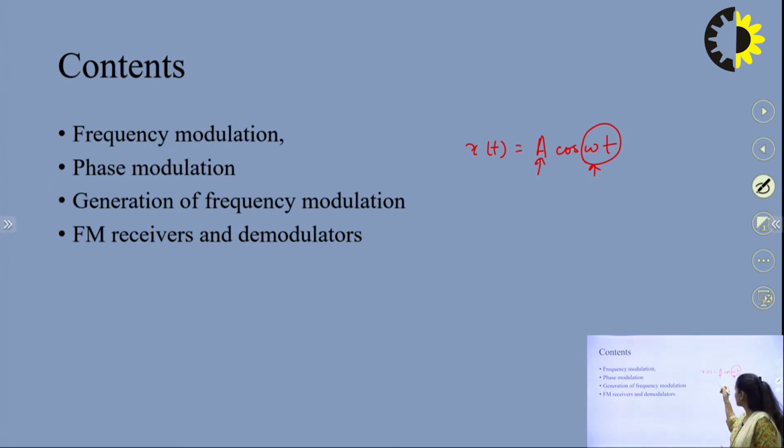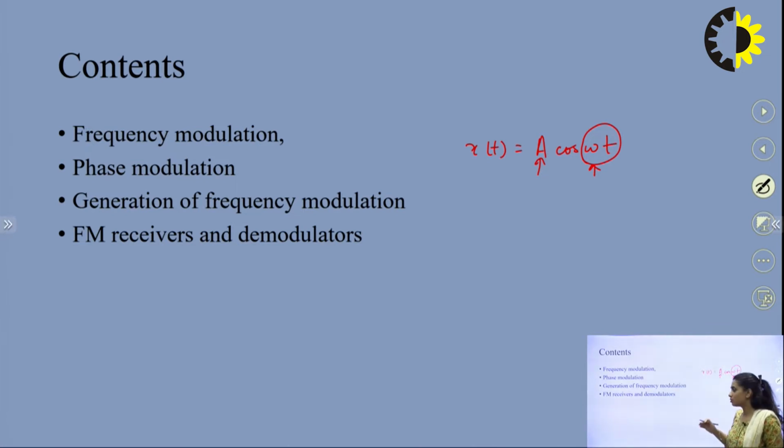When I alter the amplitude of my carrier wave with respect to the instantaneous value of my message signal, that kind of modulation is called amplitude modulation. And if I alter the angle of my carrier wave with respect to the instantaneous value of my message signal, that kind of modulation is called angle modulation. Now we have to look clearly at what the angle of a wave is. Here I represent the angle with omega t. So this is a pure cos wave.